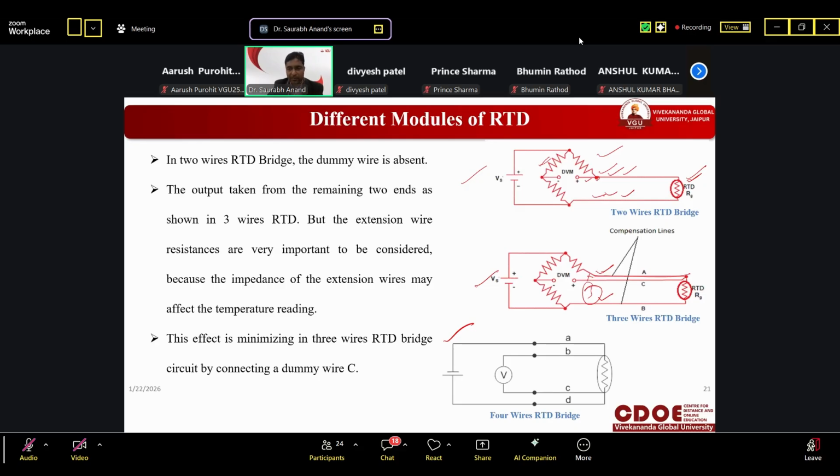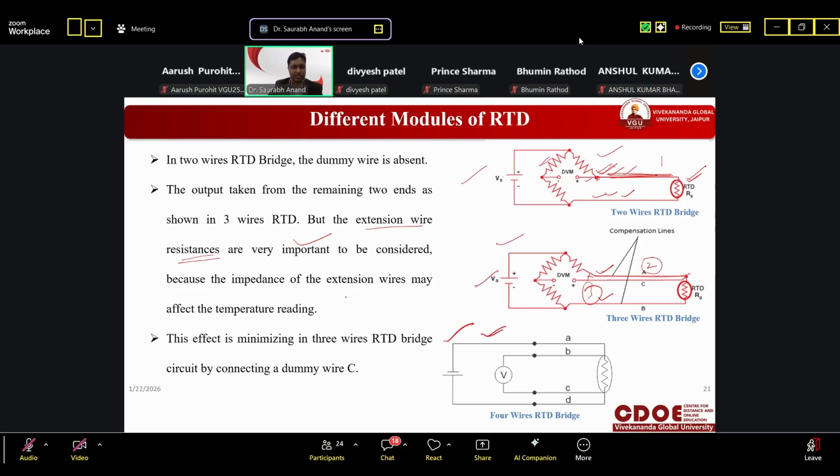Because there was one wire up to this point. Now we have two wires, so this wire is extended, and due to extension, the variation will also be there. So extension wire resistance is important to be considered. So we can use the more variation range using three wire. And if we use 4, then it will be improved.